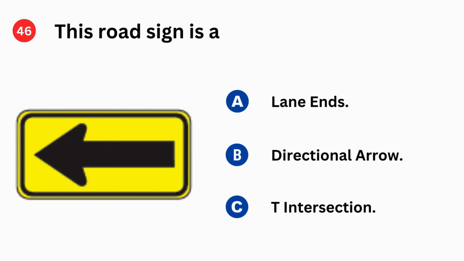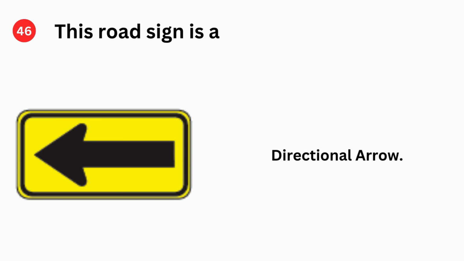This road sign is A, lane ends, B, directional arrow, C, T intersection. Well spotted. It is the directional arrow sign.